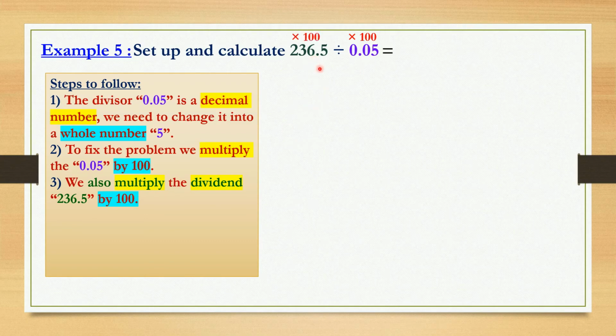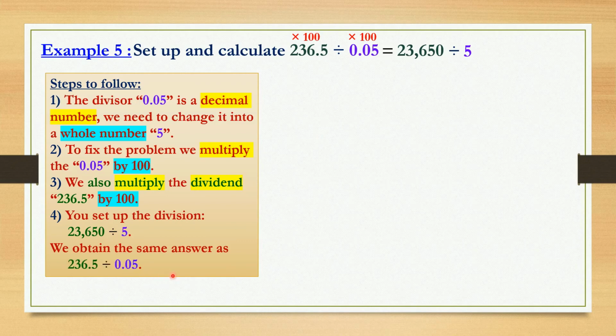We obtain here, be careful, 236.5 times 100. We need to move the decimal point 2 times to the right. We add a 0 and the decimal point will be after the 0, and we obtain 23,650 divided by 5. We set up the division of 23,650 divided by 5. We obtain the same answer as 236.5 divided by 0.05. Let's set up this division.